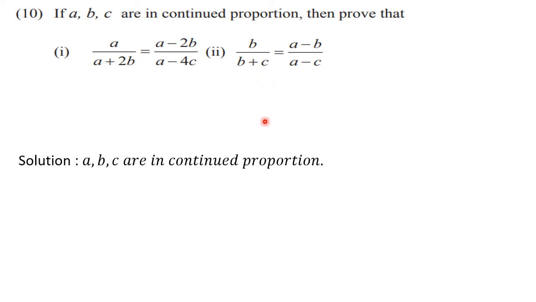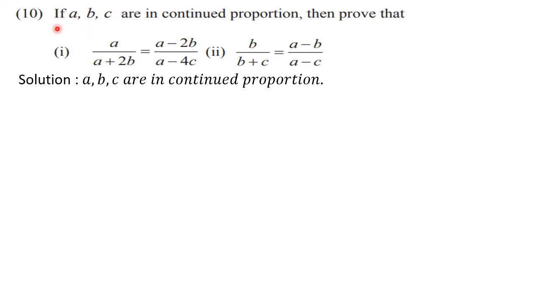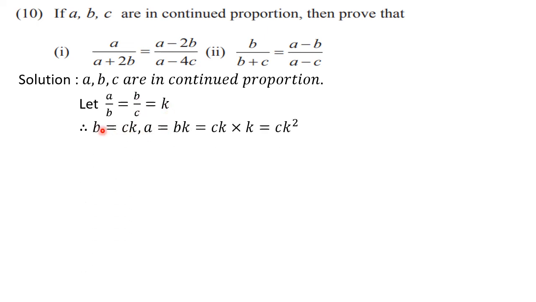So let's start. First start with what is given to us, that is A, B, C are in continued proportion. So we can write down therefore A upon B is equal to B upon C is equal to K. We are using K method, so both the ratios we will take as K. Now let's go for cross multiplication. So here we will get B is equal to CK, correct? And A is equal to BK. In place of B, we can write down CK. So CK into K is CK square. So value of B is CK and value of A is CK square.